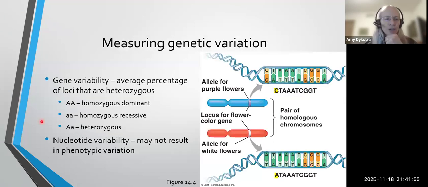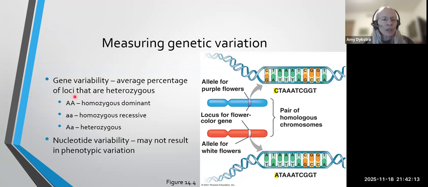So how do we measure genetic variation? There's a couple of ways we can measure genetic variation. We can look at gene variability. So this would be the average percentage of loci that are heterozygous.